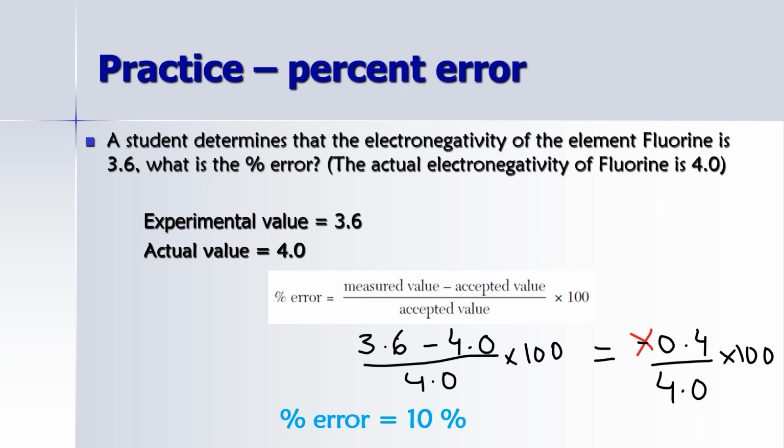And 10% is a kind of okay error, but we would want to have an error less than that. 5% is typically considered a reasonable range. 10% is still a lot. We might want to do this experiment again as well.